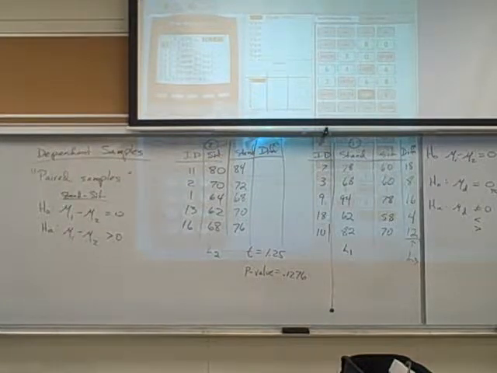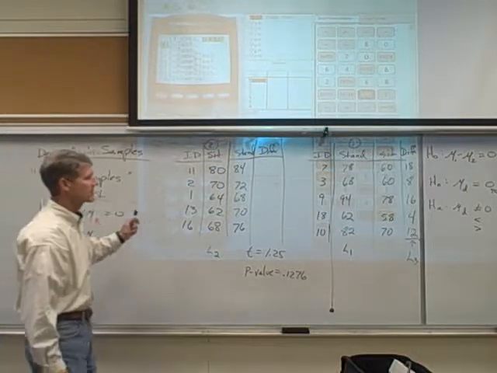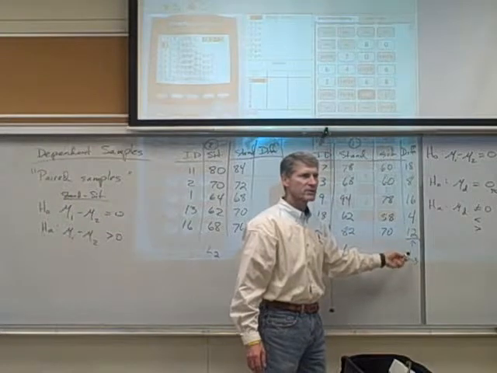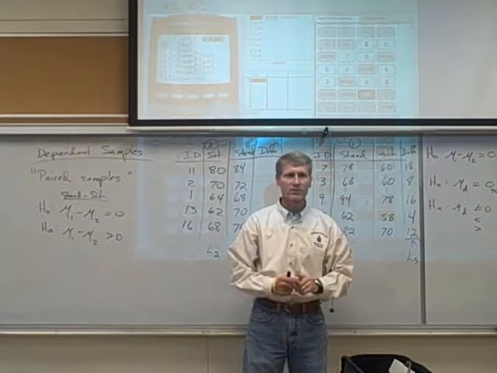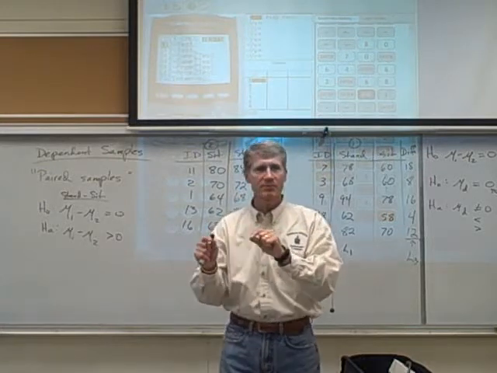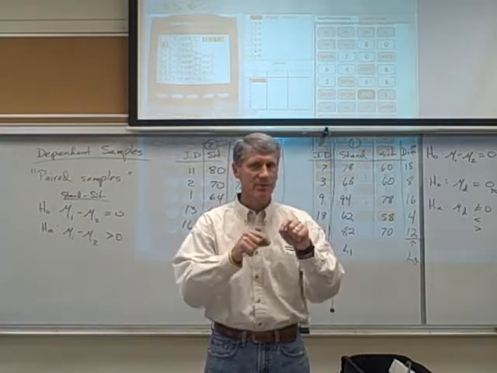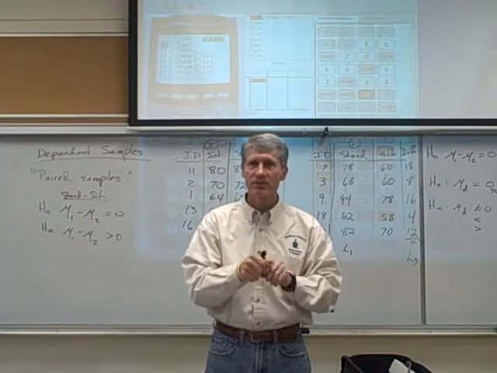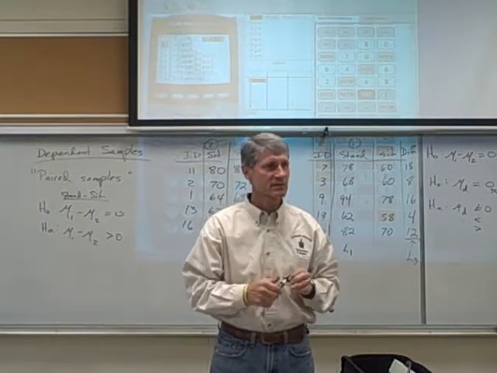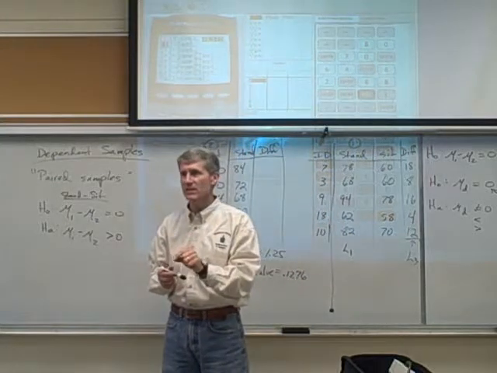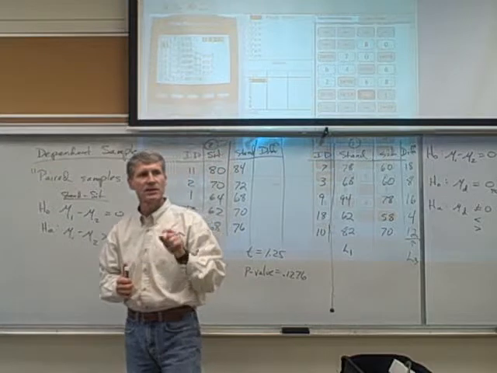So now, what did I say our strategy was? We compute the difference within each pair, and then we treat it as one sample of differences. So now we've gone from a 2 sample means problem to a 1 sample means of differences. So how did we do a 1 sample means hypothesis test? T-test. So don't use 2-SampTTest, use T-test on L3.